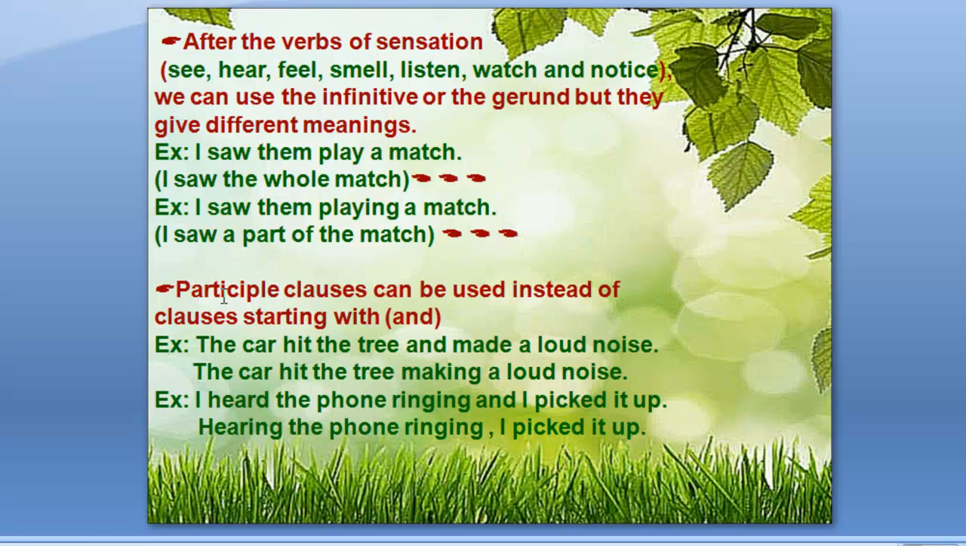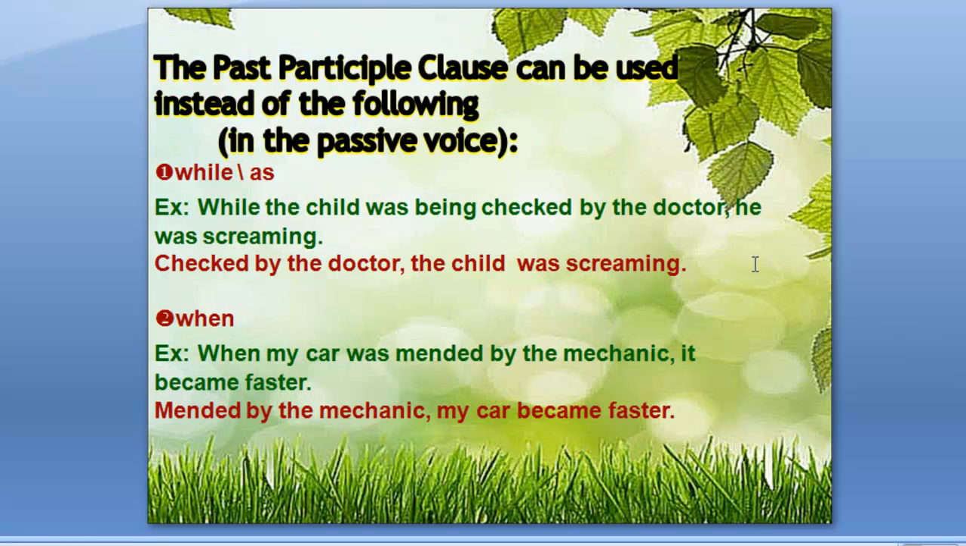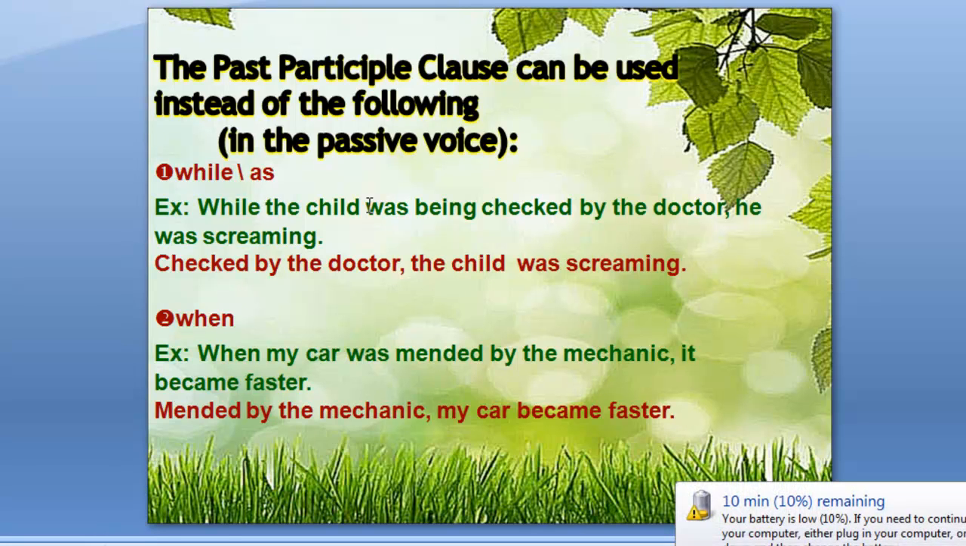Participle clauses can be used instead of clauses starting with and. The car hit the tree and made a loud noise. The car hit the tree, making a loud noise. I heard the phone ringing and I picked it up. Hearing the phone ringing, I picked it up. Now the past participle clause, which is formed by using the second form of the verb. It can be used instead of the following only in the passive voice. We use the second form of the verb.